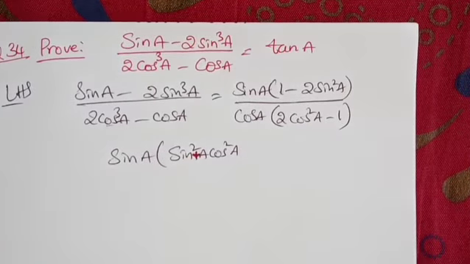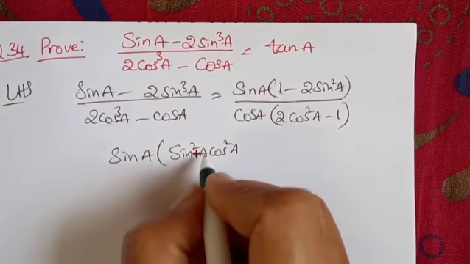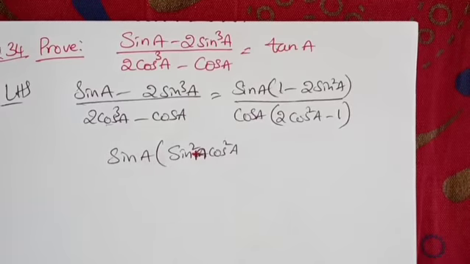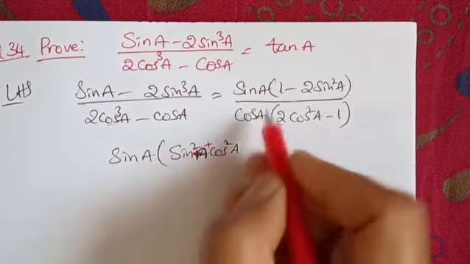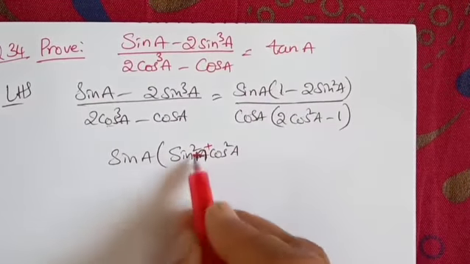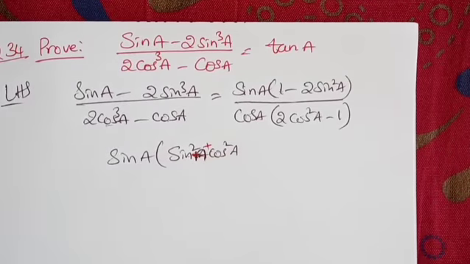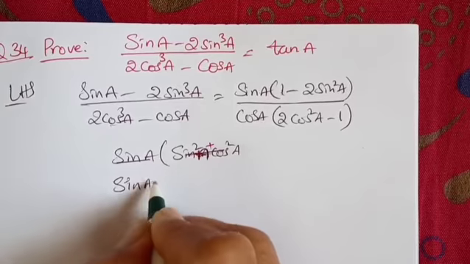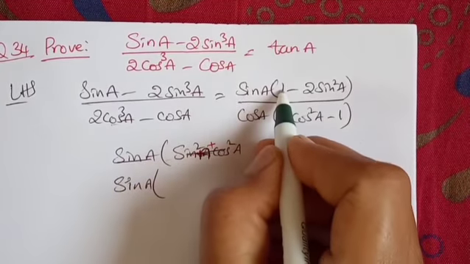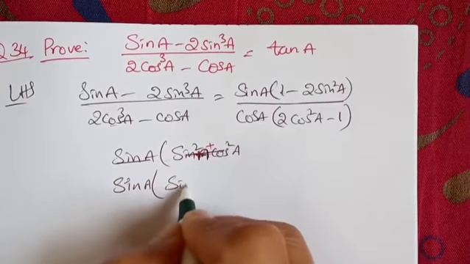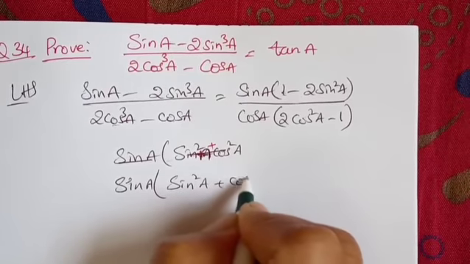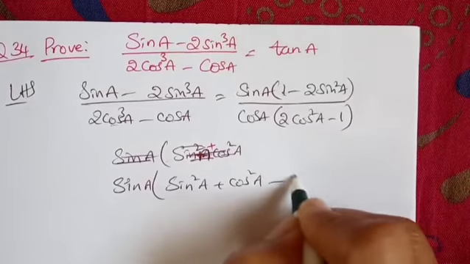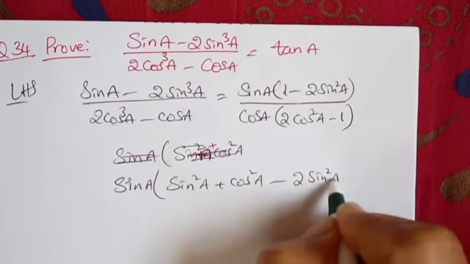Okay, sin square A plus... sin square A plus cos square is what? 1, no. So instead of 1 I am writing sin square A plus cos square A. Let me write this step again. Sin A is common. Instead of 1 what I am writing is sin square A plus cos square A, minus 2 sin square A.